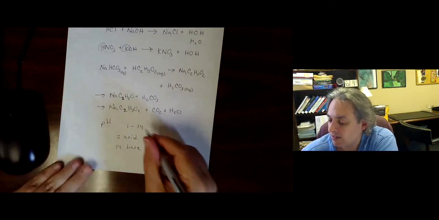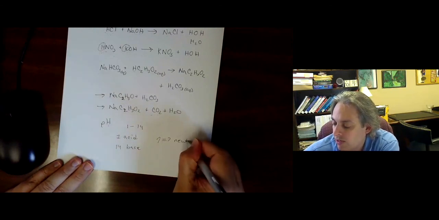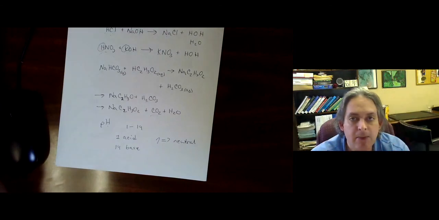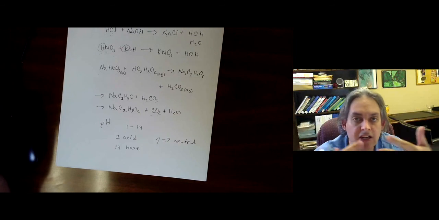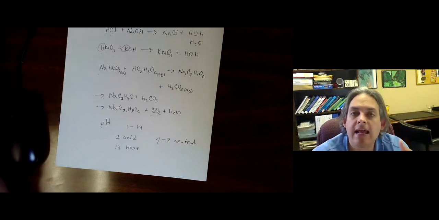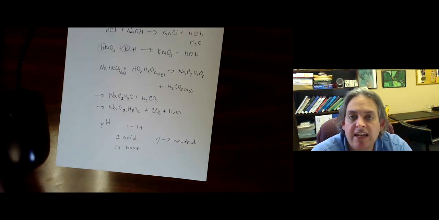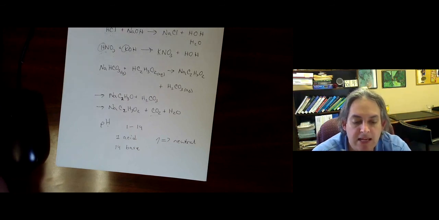Now the middle of the scale is 7, and at 7 we consider that to be neutral. That means that the amount of the acid and base are basically equal to each other. The hydrogen and the hydroxide are equal to each other, and that is essentially pure water, and so we define that as a pH of 7. So anything below 7 is going to be an acidic solution. Anything above 7 is going to be a basic solution.